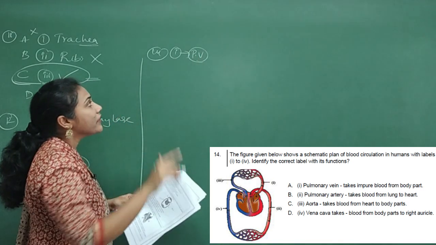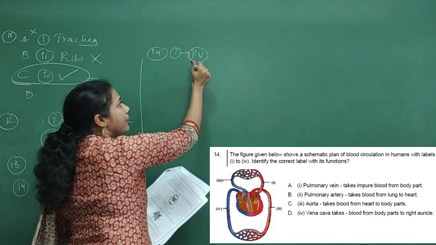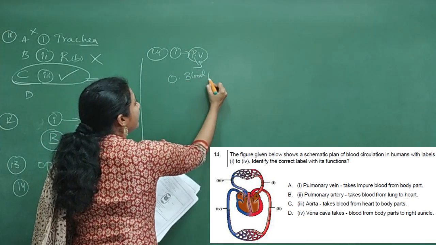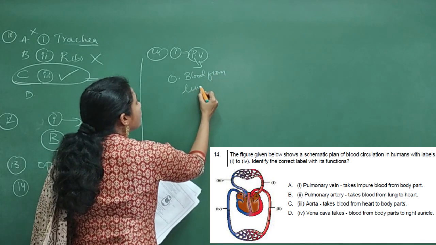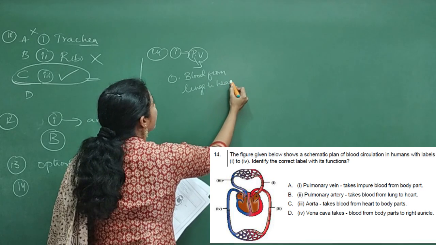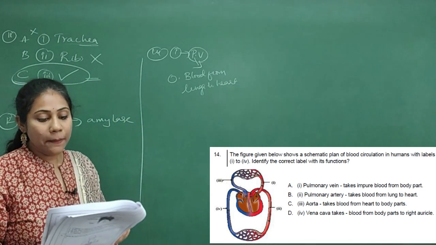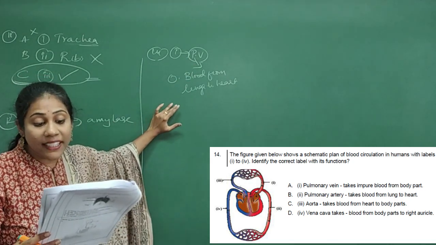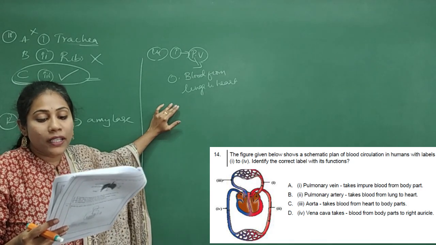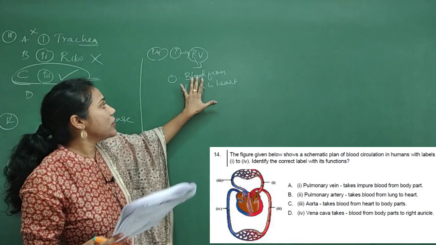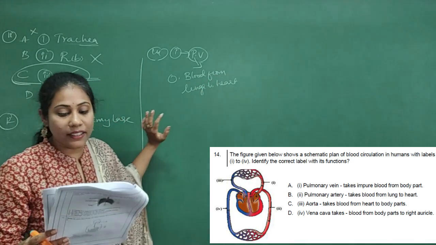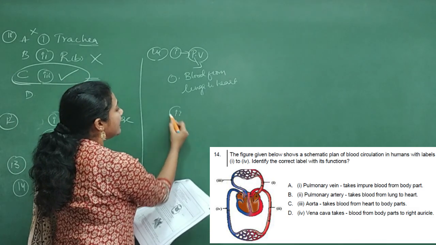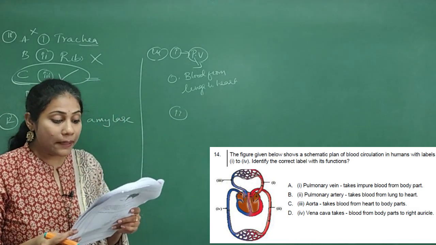What is its duty? It will bring oxygenated blood. The pulmonary vein will bring oxygenated blood from the lungs to the heart, isn't it? You see option A, labeling: 1 is pulmonary vein, labeling is correct, but you see the function, they told it takes impure blood from body parts. No, it actually brings oxygenated pure blood from lungs to heart, right? Fine. And coming to option B, see the second labeling they are talking about.